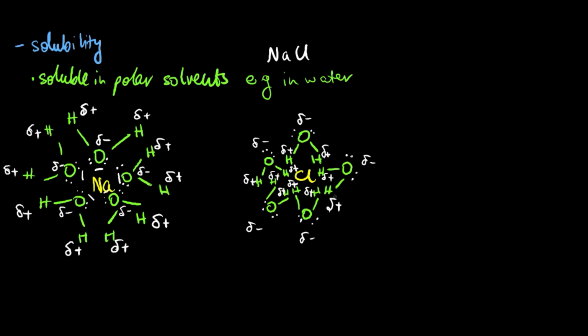Okay? So we can see that the oxygen is facing the sodium and the hydrogen is facing the chlorine. This simply shows you the ion-dipole attractions. Because of this ion-dipole attraction, solubility occurs, and therefore ionic compounds are deemed soluble in polar solvents.